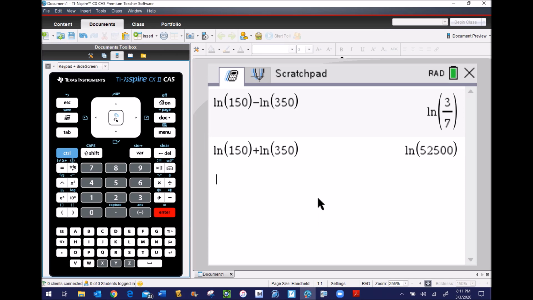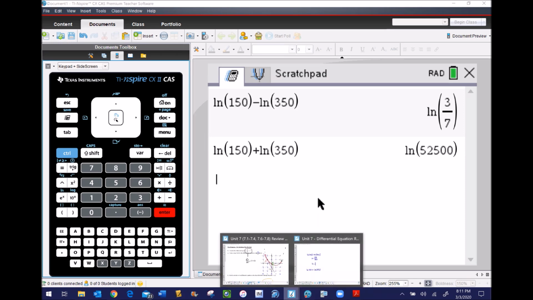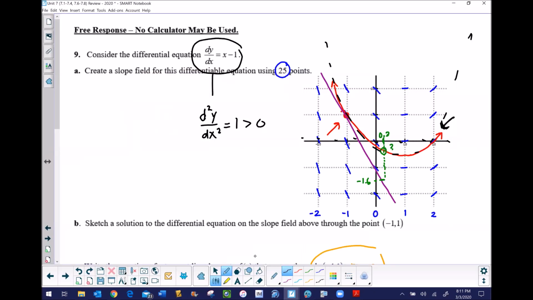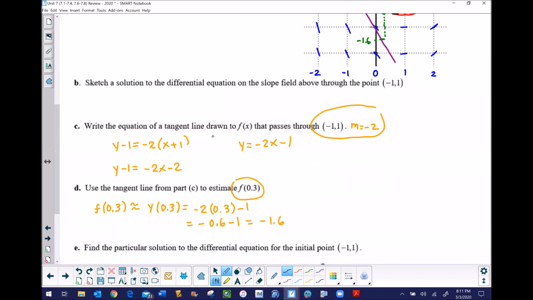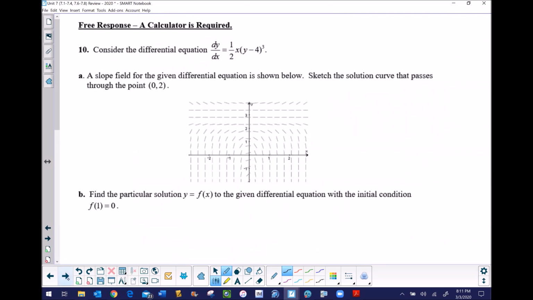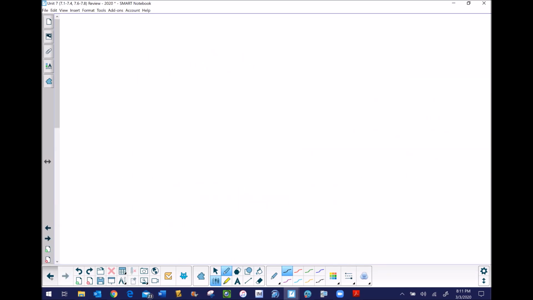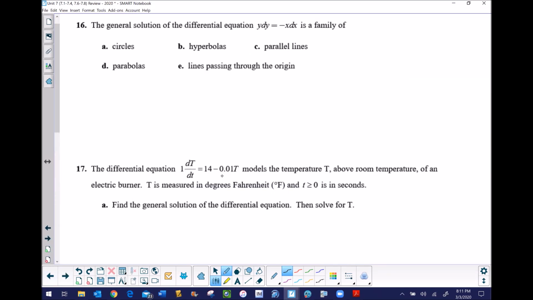All right, let's take a look at number 17, Brandon. Not a problem. So we're going back to the full review packet, and 17 is the last problem. And it's a Newton's law of cooling.